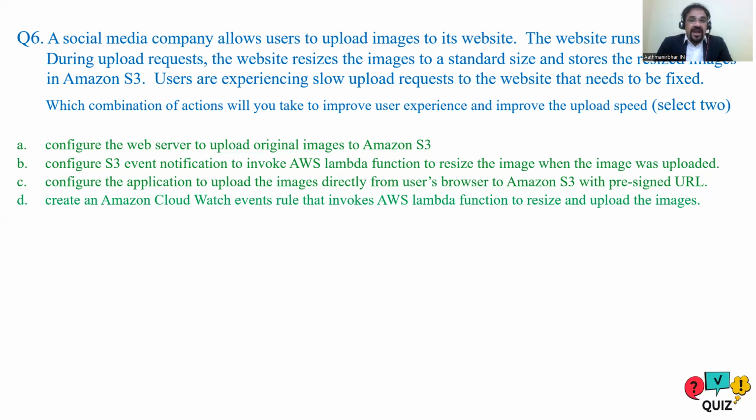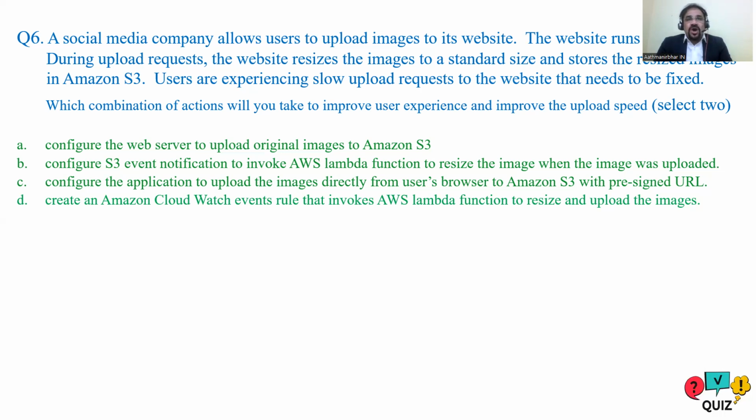So option A will not go well with our requirement, because our requirement is that the user has to experience improved upload speed. Though the user is able to upload the file instantly to the EC2 instance, that is the web server, the file then has to get uploaded from the web server into the S3 bucket. Once again, if the user wants to access that file from the S3 bucket, it takes a longer time. So option A will not go well with our requirement.